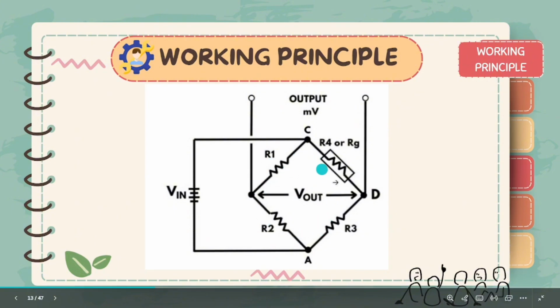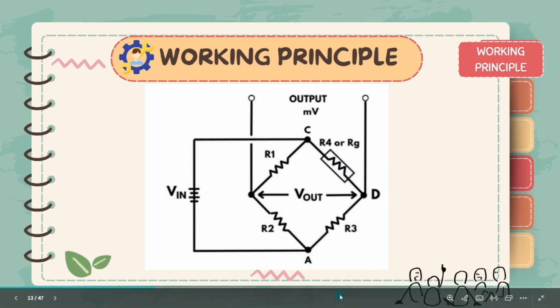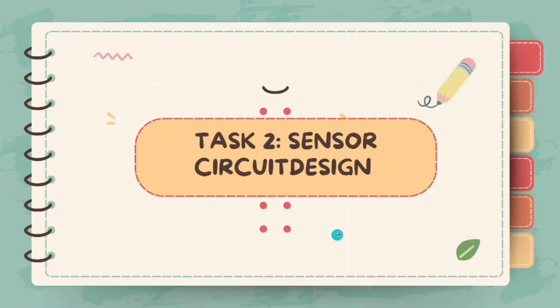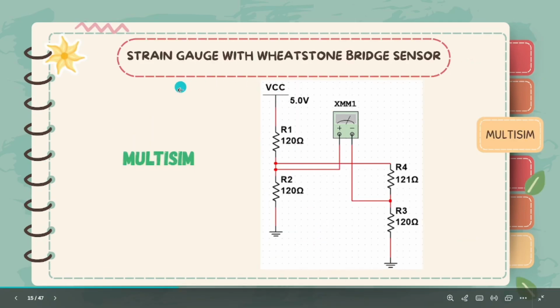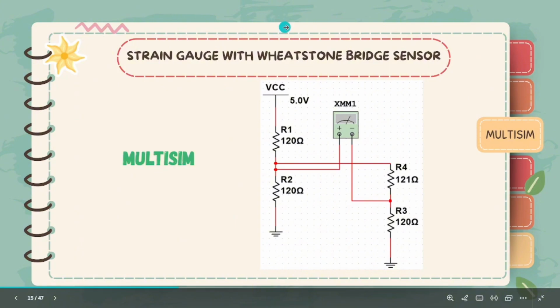We will go through that in more detail in our next task, task number 2, by looking at how the meter measures between these two midpoint voltages. This is our task 2, which is sensor circuit design. Now I'm going to explain our sensor circuit design. The first part is our strain gauge with Wheatstone bridge. This is our Multisim design.